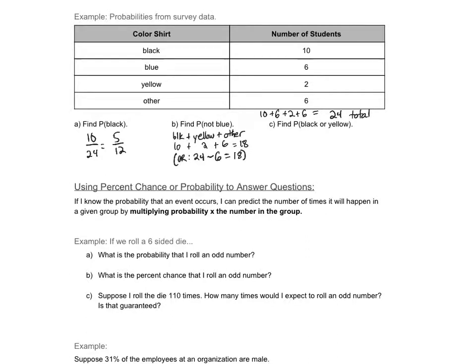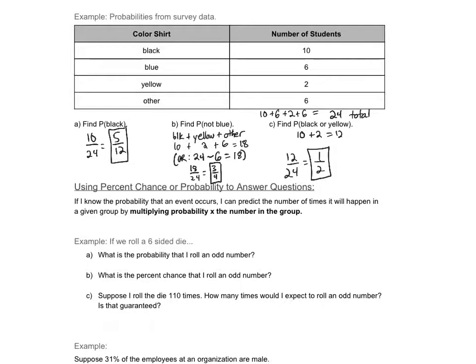So I can now take my 18 divided by 24, and when I divide both of those by 6, I get 3/4. So the probability of black was 5/12. The probability of not blue was 3/4. If I want to find the probability of black or yellow, then that's going to include everybody wearing a black shirt. It's also going to include anybody wearing a yellow shirt. And so that becomes 12 out of 24, which is 1/2.